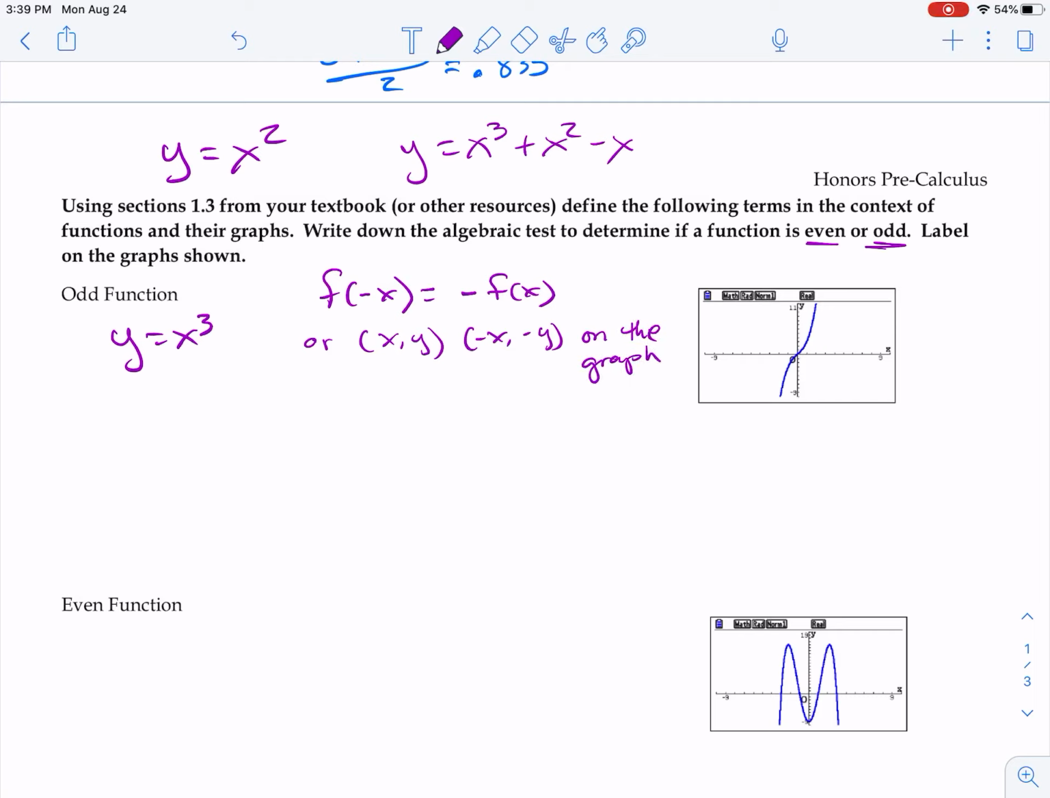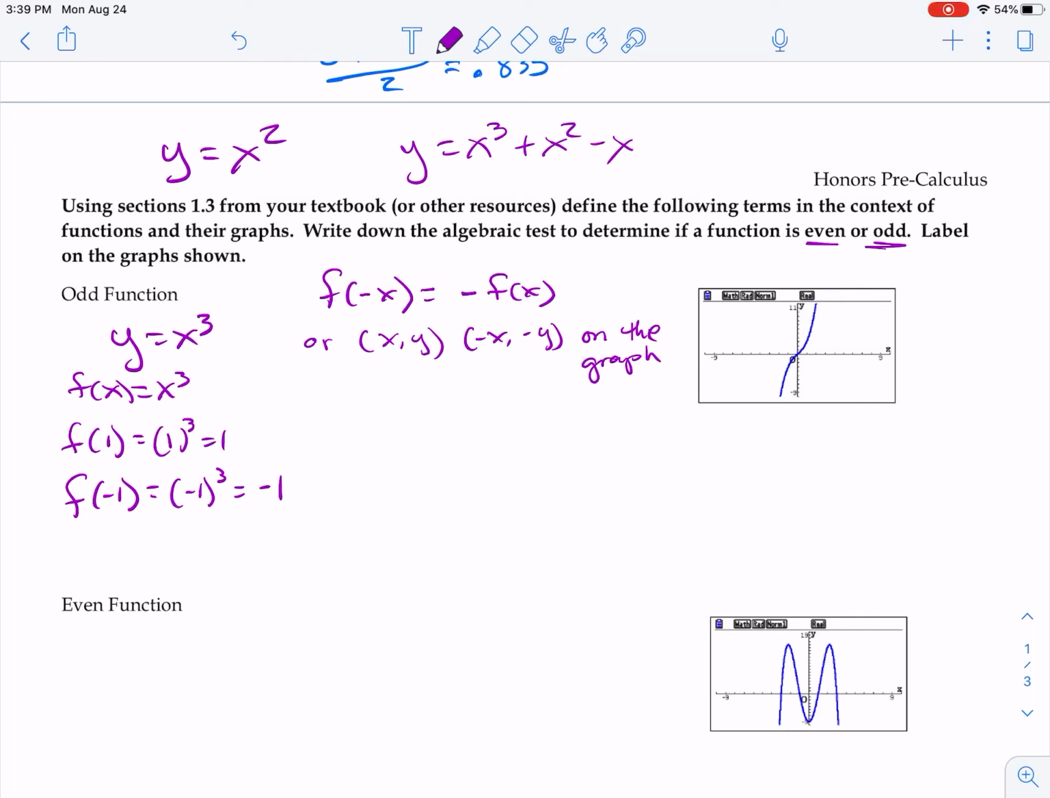Okay? So if we try this and call this f of x equals x cubed, and you do f of 1, you get 1 cubed, which equals 1. If you plug in negative x, which is negative 1, you get negative 1 cubed, and that equals negative 1. So 1 is on the graph, and negative 1 is on the graph.